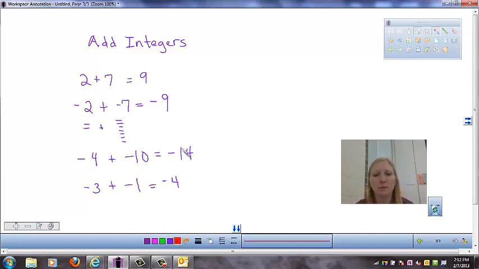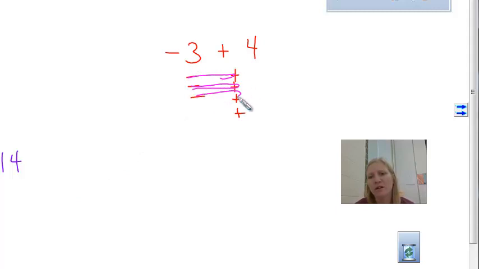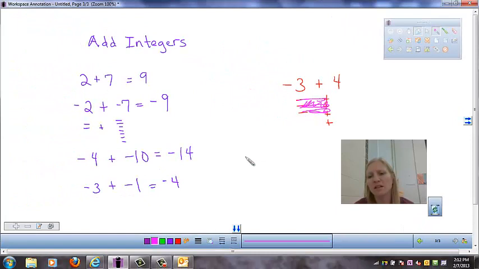Now over here I'm going to try some where you have a positive and a negative. So negative 3 plus positive 4. This one's harder because you basically have 3 negatives and 4 positive signs. Now here's the cool thing. The negatives and positives are opposite, so you can cross them off. So you can cross that one off, and that one, and that one. So these are all gone because they cancel each other. And what do you have left? You have 1 positive, so your answer is 1.